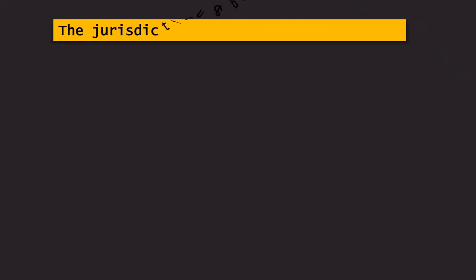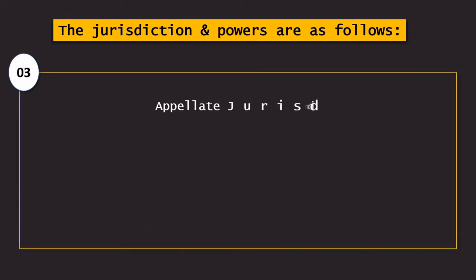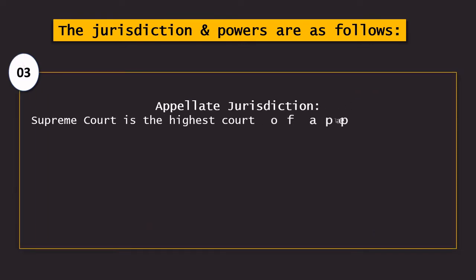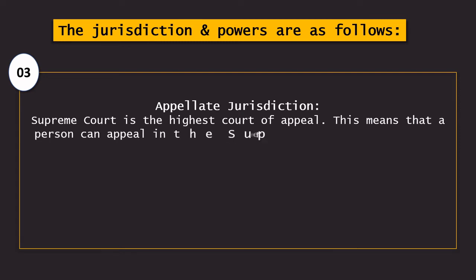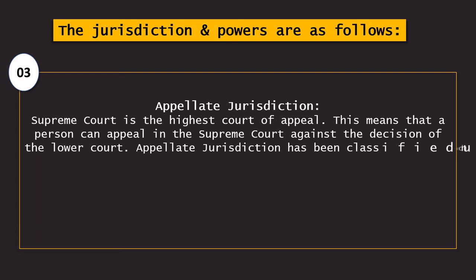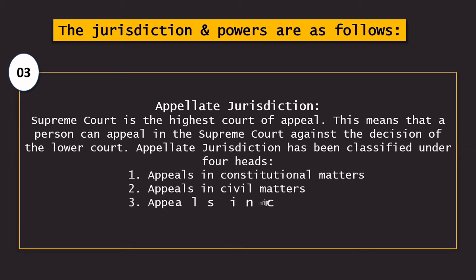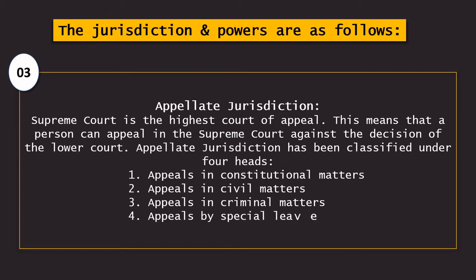Appellate Jurisdiction. Supreme Court is the highest court of appeal. This means that a person can appeal in the Supreme Court against the decision of the lower court. Appellate jurisdiction has been classified under 4 heads.